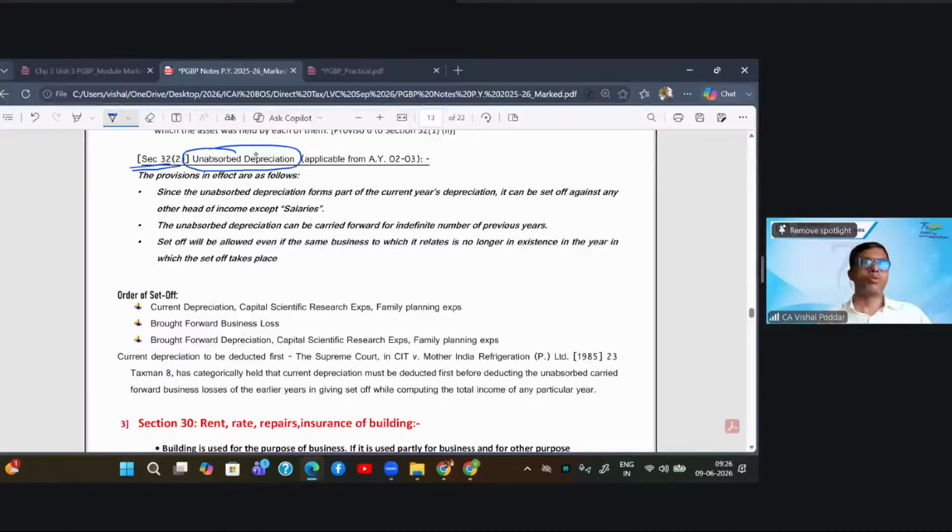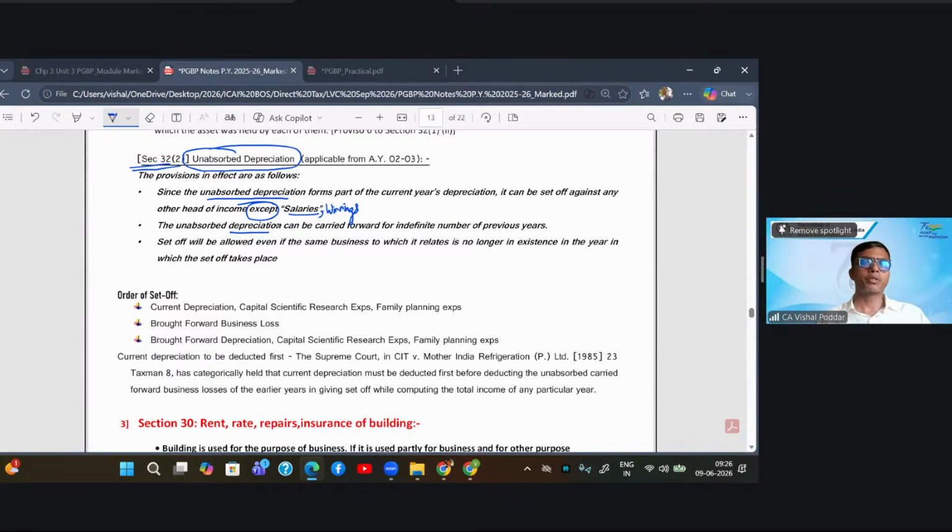And the rule for unabsorbed depreciation is that unabsorbed depreciation, so it is like a loss, can be set off from other heads. Yes, except salaries. So except salaries, from all other heads, you can adjust business losses. So if depreciation also becomes a loss, it can be adjusted from other heads income except salaries. You can also add one more thing, except salaries and winnings.